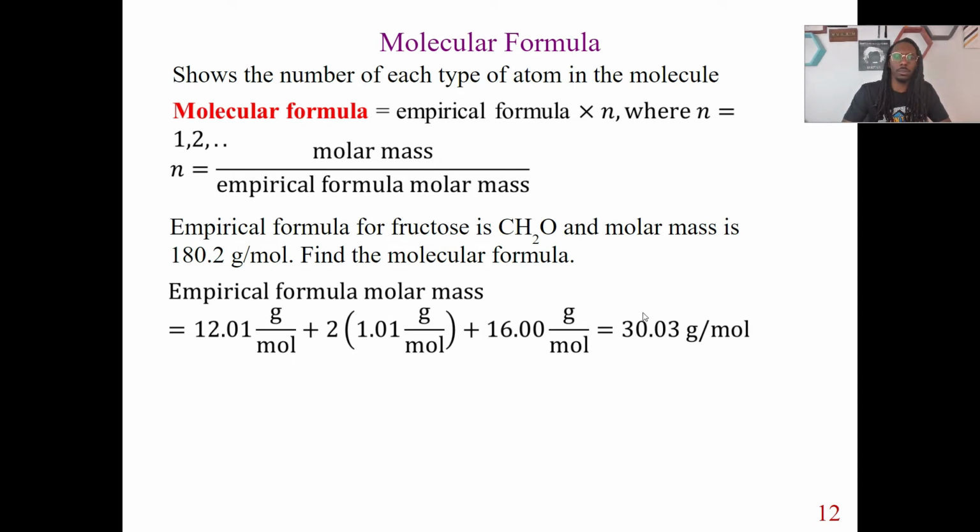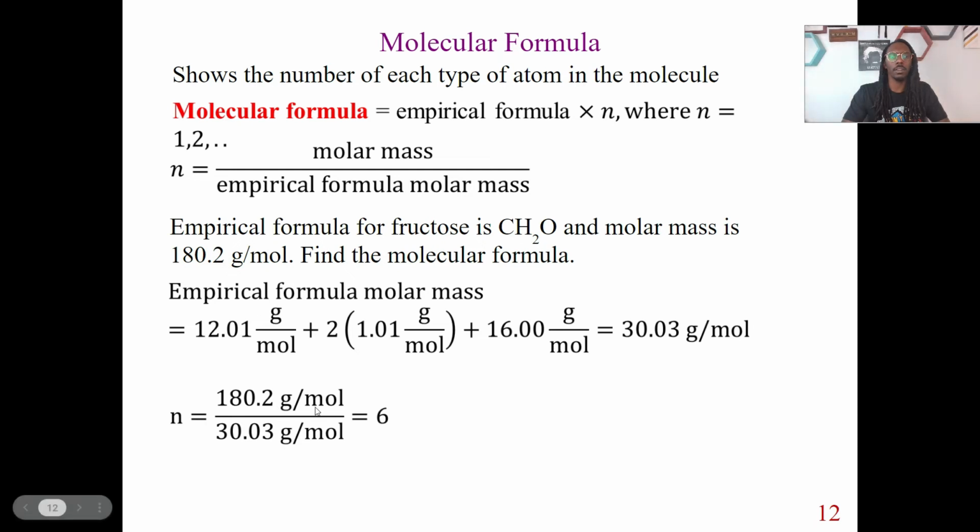Now, what do we do from here? We're going to find our N. So our N is the molar mass, which we know to be 180.2. We're going to put that on the top and divide that by the empirical formula mass that we just found, which is going to be 30. So 180 divided by 30, that's going to be 6. So we found our N.